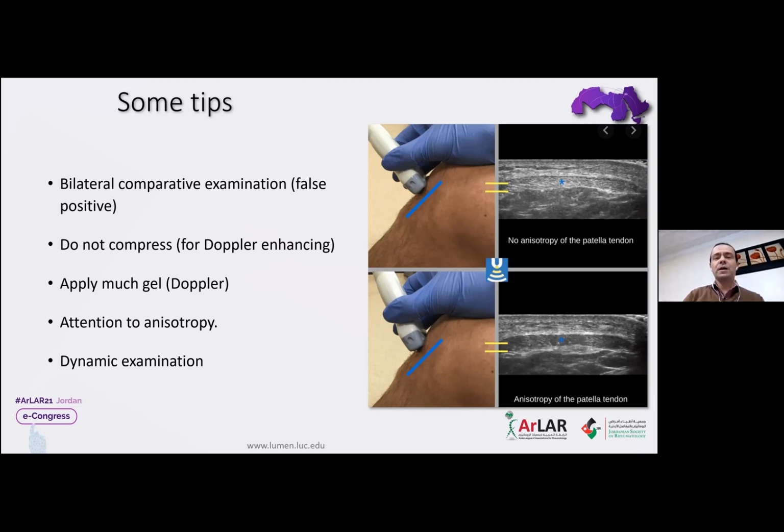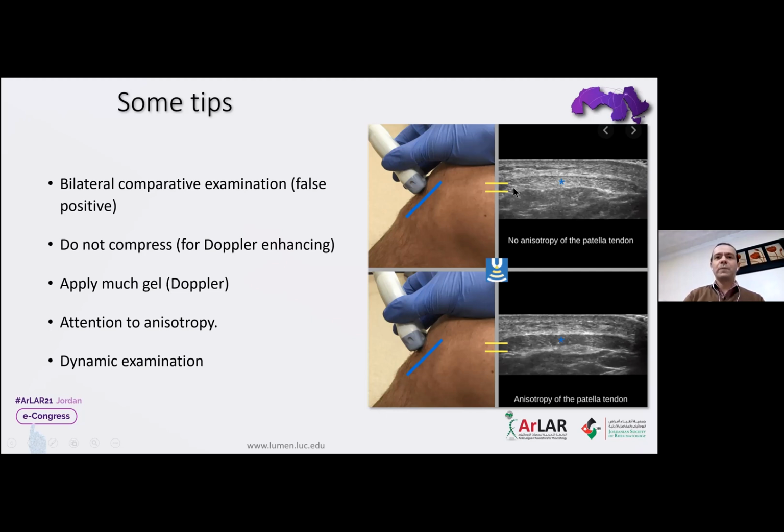We have to avoid anisotropy, which is a common pitfall when we perform ultrasound for the tendons. We can avoid this pitfall by applying our probe in a perpendicular way to the skin in order to have the typical fibrillar and hyperechoic aspect in the tendons and avoid the hypoechoic aspect that can be misinterpreted as a pathological sign.